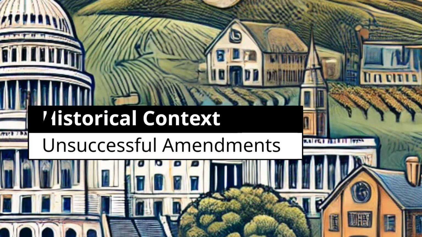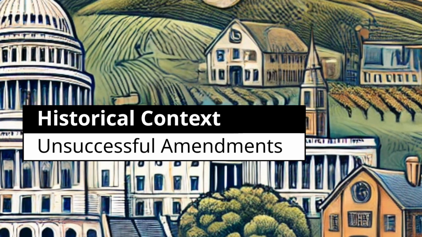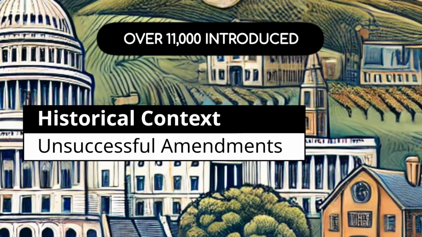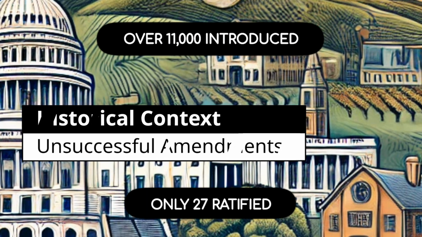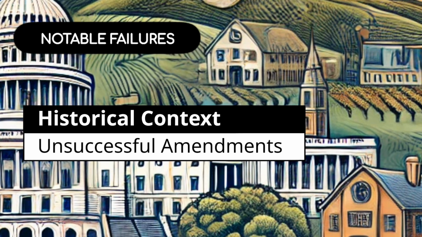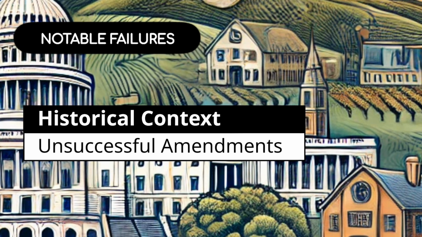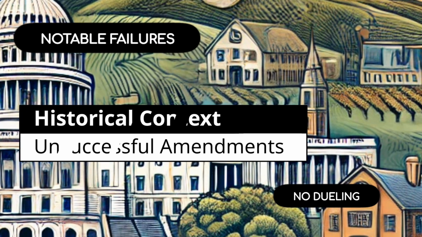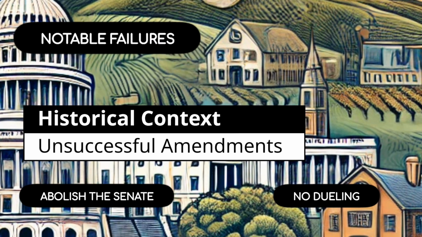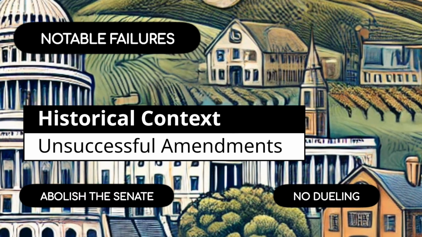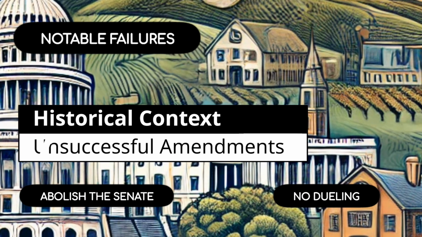Unsuccessful amendments. Not all proposed amendments succeed. Over 11,000 amendments have been introduced in Congress since 1789, but only 27 have been ratified. Some notable failures include an amendment that would have prohibited anyone involved in dueling from holding federal office, an amendment to abolish the Senate and create a unicameral legislature. It was introduced by Victor Berger, the first socialist to enter Congress.